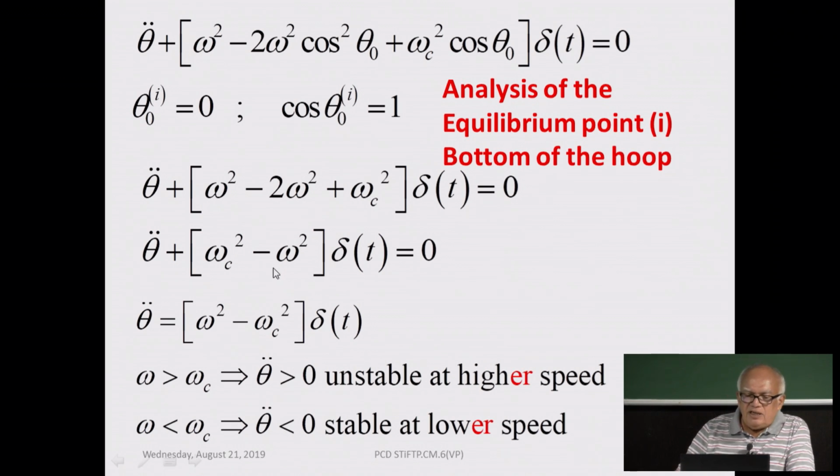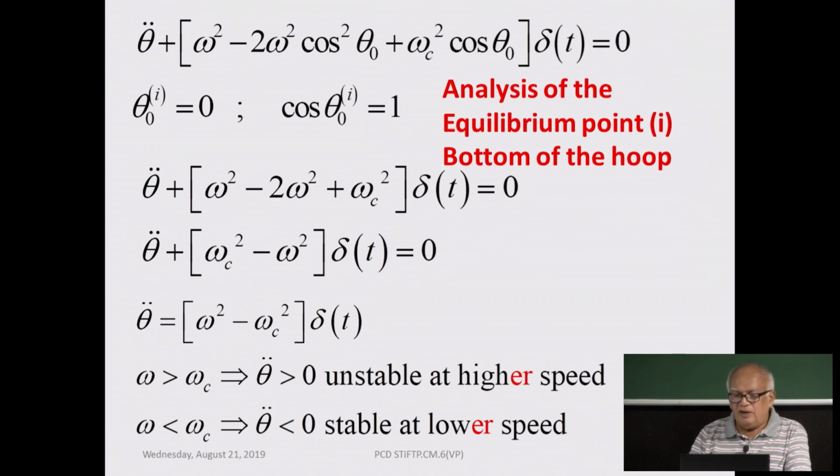That means that depending on the relative difference between omega and omega c, if omega is greater than omega c, this bracket will be positive. On the other hand, if omega is less than omega c, then this bracket will be negative. So, the second derivative is either positive or negative depending on the speed, whether it is above the critical speed or below the critical speed.